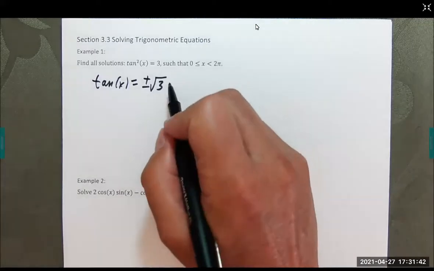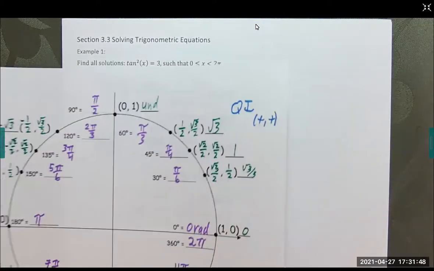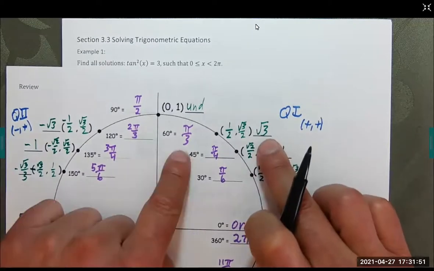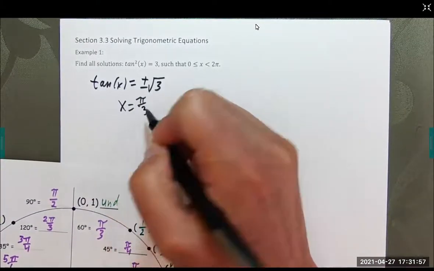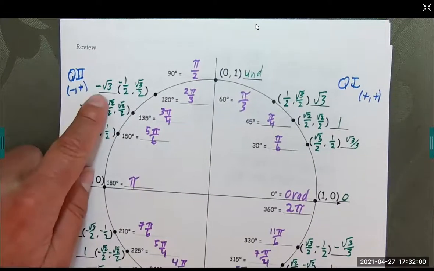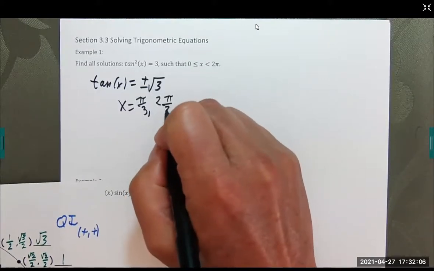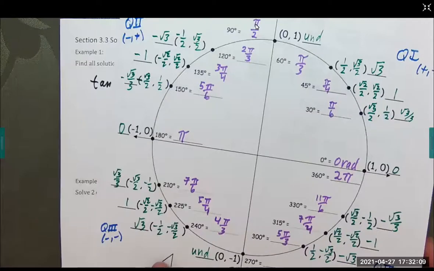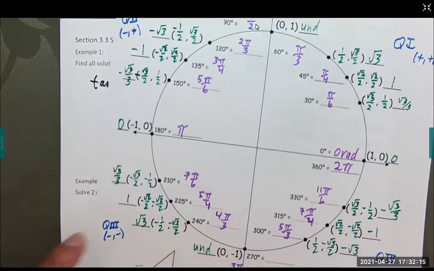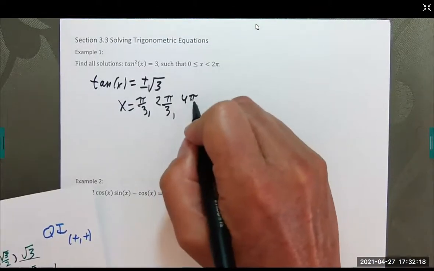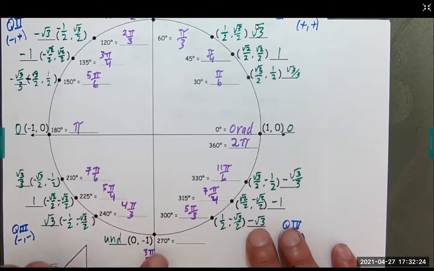Now, we want all of them. We want the positive root 3's and the negative root 3's. And so here's what I'm going to do. Here's my root 3. That's pi over 3. So this is how I'm getting these answers. My next negative root 3 is there. That's 2 pi over 3. Down here, down at 240, or 4 pi over 3, with the positive root 3. And over here, here's my negative root 3, down at 5 pi over 3.